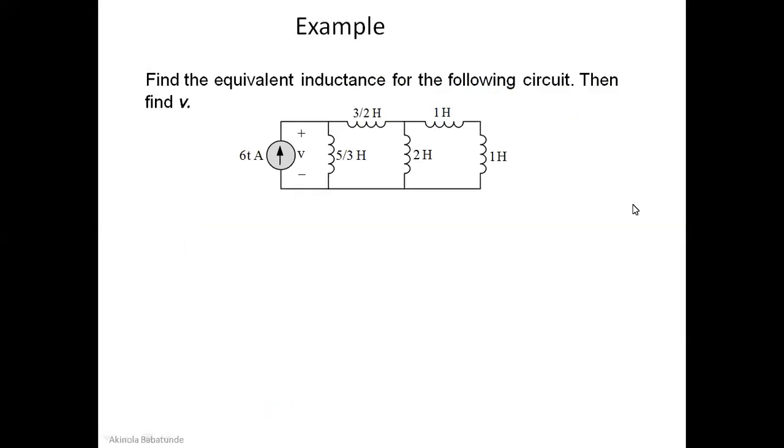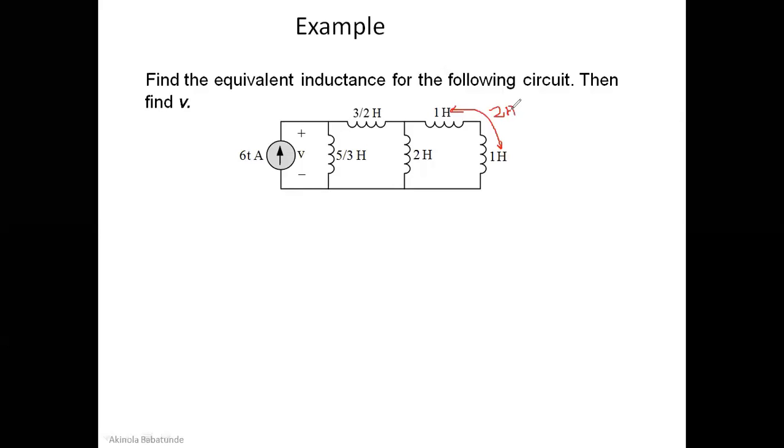Here is another example we can quickly check out together. Find the equivalent inductance for the following circuit, then find V, where V is the voltage. So what you will see here is that these are in series, isn't it? These are in series. If they are in series and you add them together, the addition of these two will give us 2 Henry, because they are in series. So you just add them together.